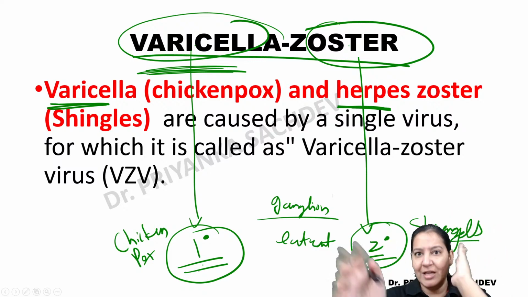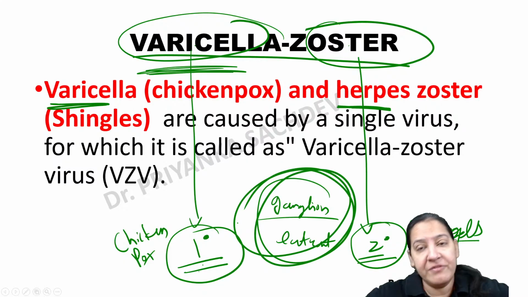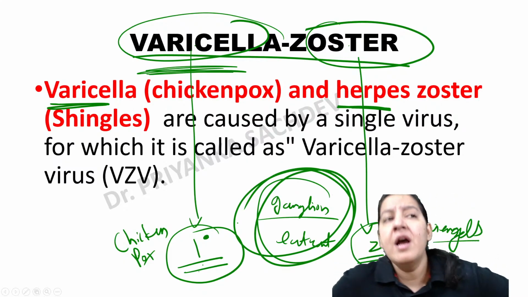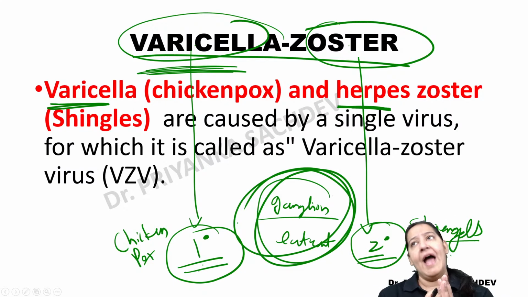And in between the two, the virus is hidden in the ganglion. There is no specific name for the ganglion; it can be any sensory ganglion. There is no specific name like herpes, where HSV1 remains latent in the trigeminal and HSV2 remains latent in the sacral. There is no specific name for this, but yes, it can get hidden in any sensory ganglion.